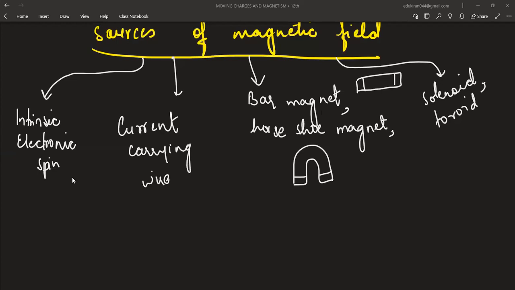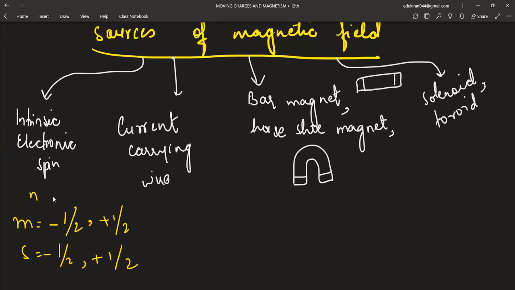Have you done that intrinsic spin, where s is equal to minus half or plus half? S is equal to minus half and plus half for an electron, and you used to write everything, n, p, l, all the properties about it. Can you recall this from class 11th chemistry? Spin of electron, minus half and plus half. Ever did or not?